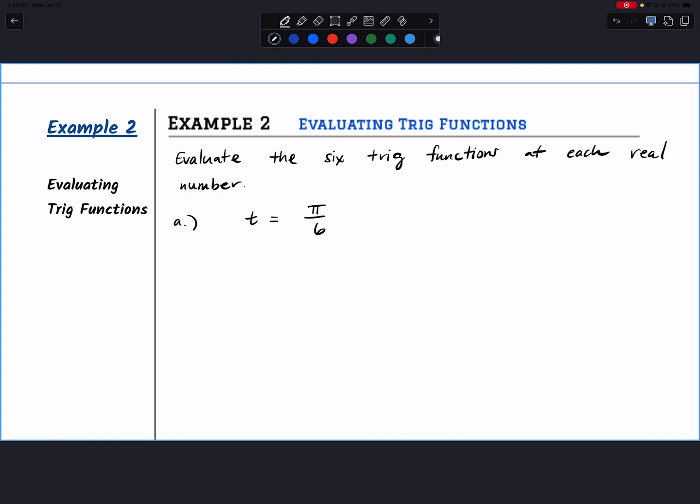So this is what I expect you guys to do. T is your angle. According to our unit circle, how many degrees is pi over 6? 30 degrees. So in other words, we're going to draw an angle that is about 30 degrees off of the x-axis in quadrant 1. And then I want you guys to draw a point right here.